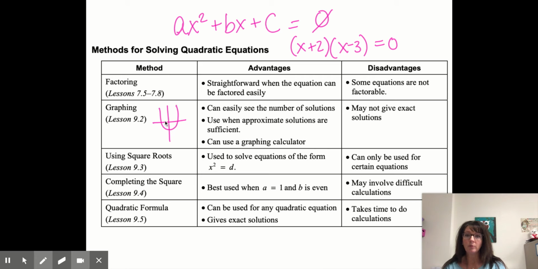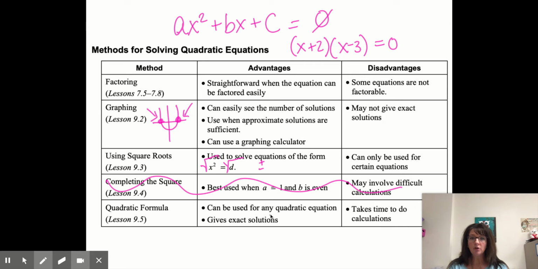But then when we graph, we notice the places where it crosses the x-axis. We learned about this in 9.2. These are those intercepts that we're talking about, right here. In 9.3, we could take the square root of both sides and get our plus or minus values. Certain equations work great for that. We are not even completing the square this year. You'll do that in high school.